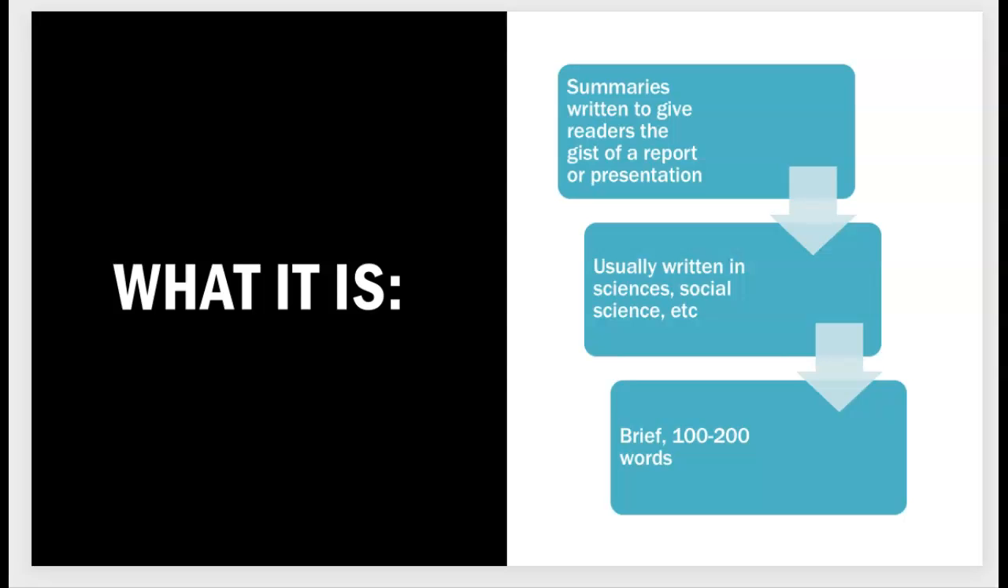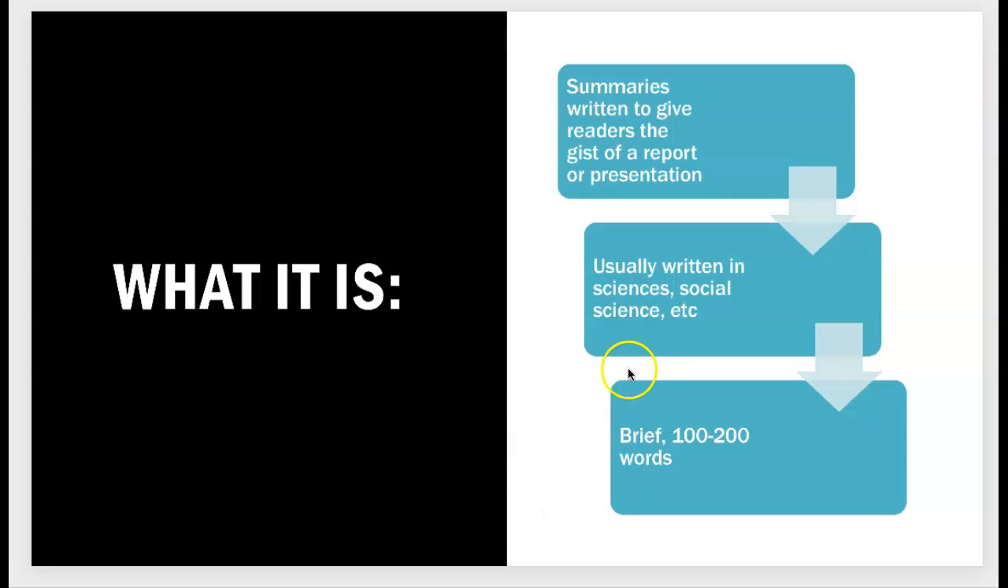So what is an abstract? An abstract is basically a summary that gives the reader a gist of the forthcoming report, presentation, article, etc. It's an overview of what's ahead. It's usually written in sciences, social sciences, etc. However, a lot of times in scholarly publication, you'll be asked to write an abstract in the arts and the humanities and things like that.